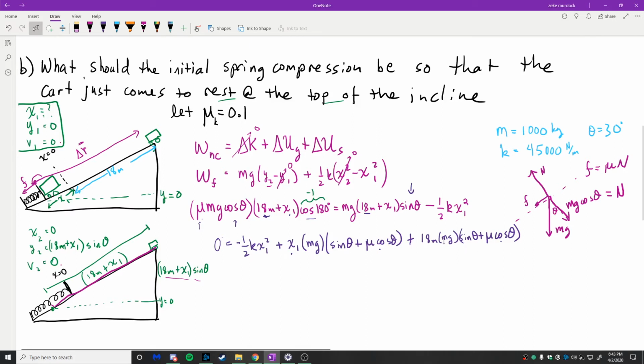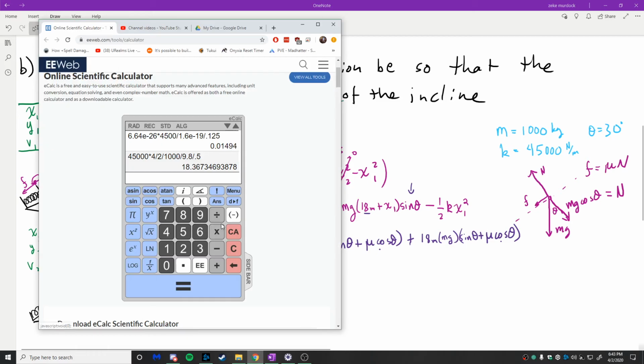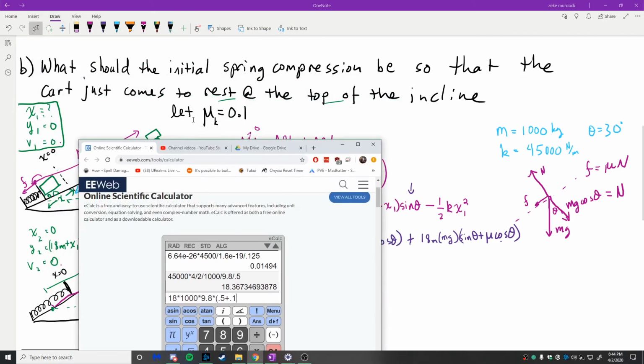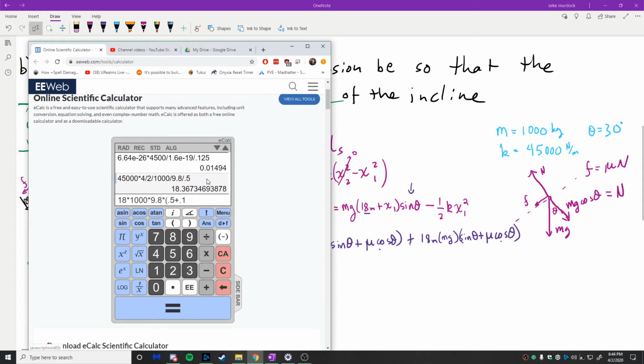Okay. This mg sine theta cos theta thing shows up twice, so we're going to calculate what it is real quick. So it's 18 times the mass, which was this. That's 18 times 1,000, and then times g, which is 9.8. We multiply that times, we'll open a parenthesis here, sine of theta. Theta is 30 degrees in this problem, so sine of theta is going to be 0.5 plus mu, which is 0.1. And then we just multiply by cosine theta, so times the cosine of, make sure we're in degrees, 30 degrees.